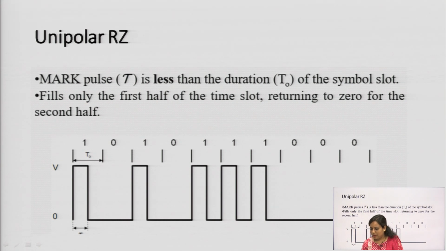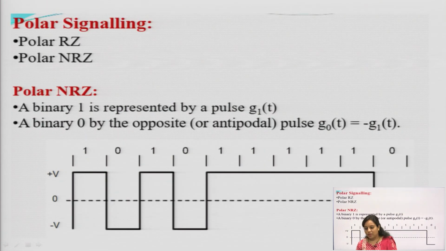This is unipolar RZ. For the half bit duration, the data will return back to 0 volt, and then there will be 0 volt. Then for another one, this will be for the half bit duration. So, this is how the unipolar RZ will be drawn. Now, next one will be the polar signaling.